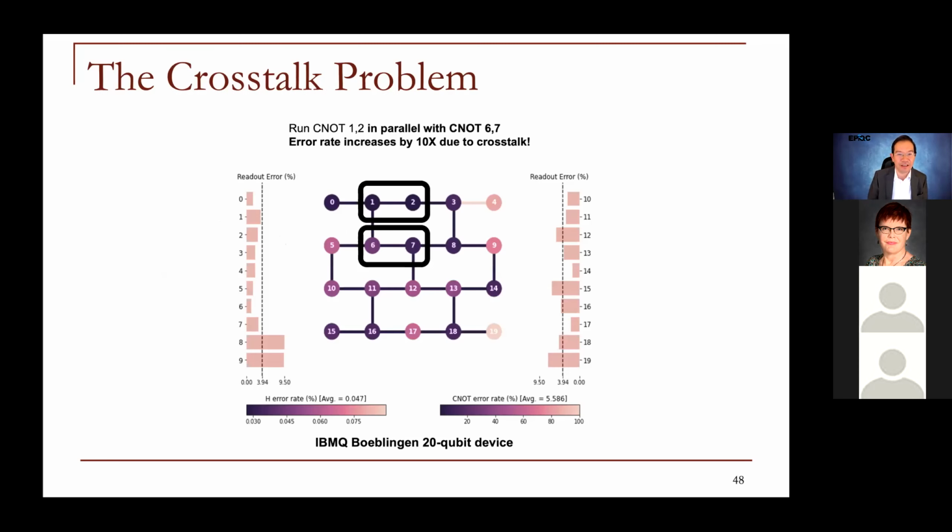Right? So for those of you who aren't familiar, the crosstalk problem is most significant if you try to run two 2-qubit gates that are near each other, or in fact, sort of connected to each other in the topology. So in this case, the two black boxes here represent a 2-qubit gate between 1 and 2 and 6 and 7. And they experience significant crosstalk because 1 and 6 are coupled together, right? And it turns out the error rate on an IBM machine increases by about 10x on those 2-qubit gates if there's crosstalk.